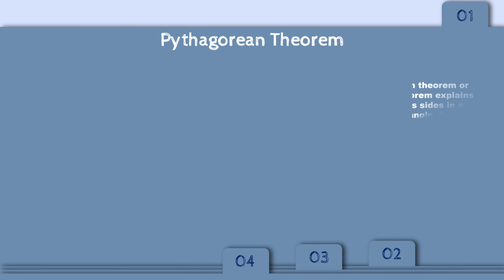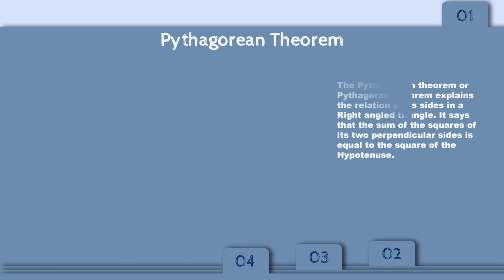The Pythagorean theorem, or Pythagoras theorem, explains the relation of the sides in a right angled triangle. It says that the sum of the squares of its two perpendicular sides is equal to the square of the hypotenuse. Okay, let's understand that first.